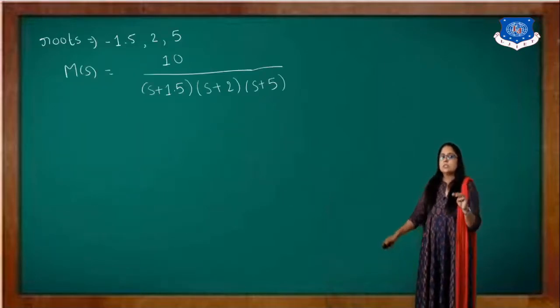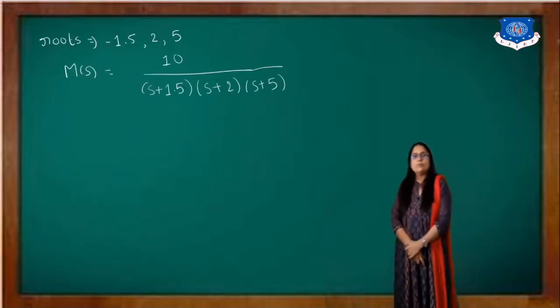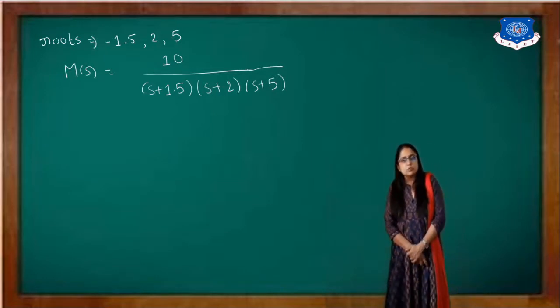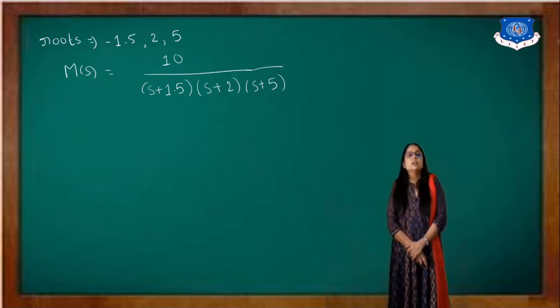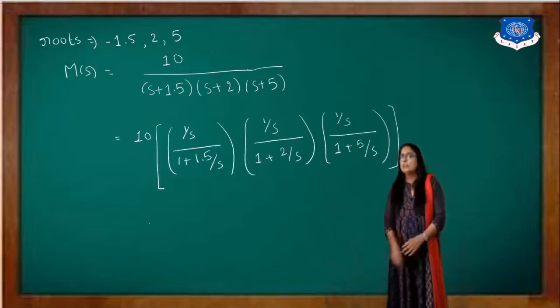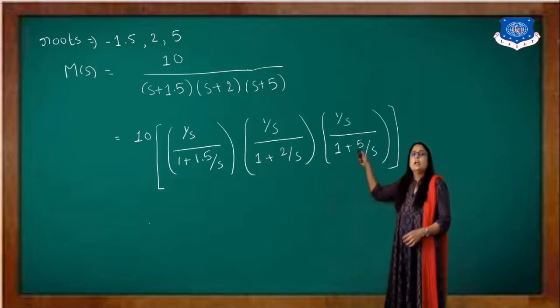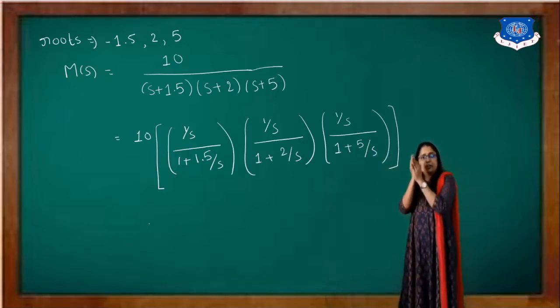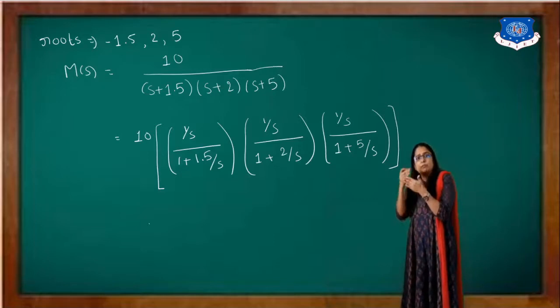So it becomes M of s equals 10 upon s plus 1.5, s plus 2 and s plus 5. Now here you just take the 10 common. You have to write it like this, the numerator, and here 1 plus 1.5 by s.